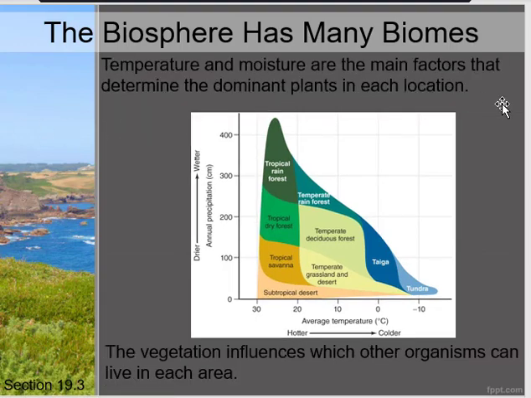Temperature and moisture are the main factors that determine the dominant plants in each location. So plants have ranges they can live in. They have to have a certain amount of moisture and a certain temperature range. And if they don't have that, they don't do as well.